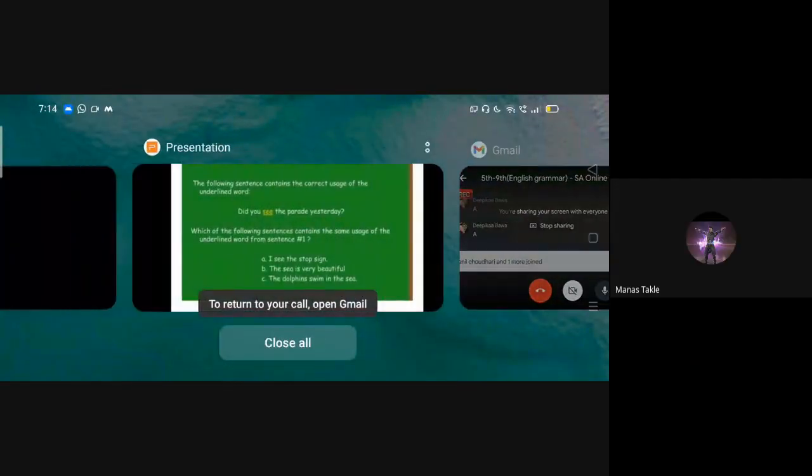Okay. Let's try one. Did you see the parade yesterday? Option number A is I see the stop sign. Option number B is the sea is very beautiful. Option number C is the dolphins swim in the sea. Your sentence is, did you see the parade yesterday? Your options are A, I see the stop sign. B, the sea is very beautiful. C, the dolphins swim in the sea. What's it? A, very good. Okay, this was your sentence. Take a look.